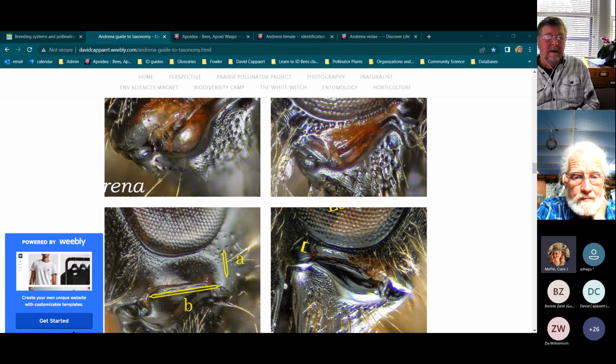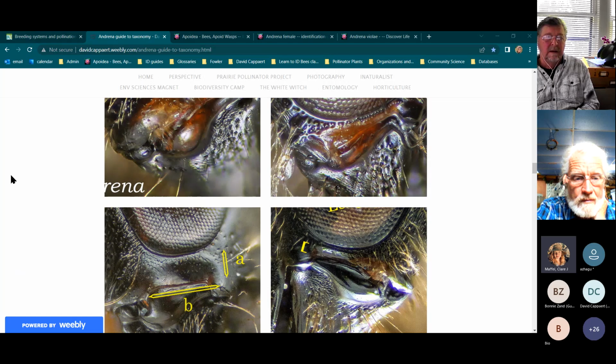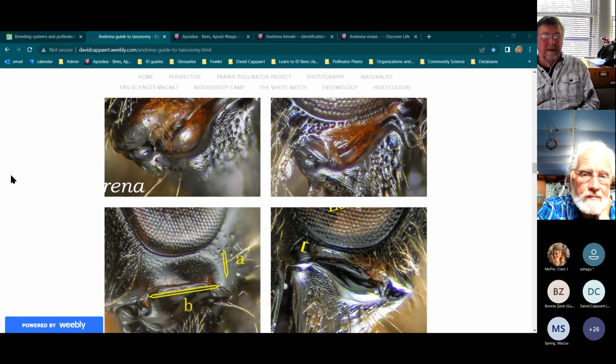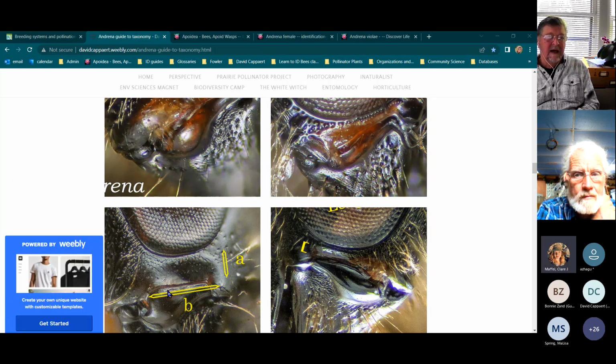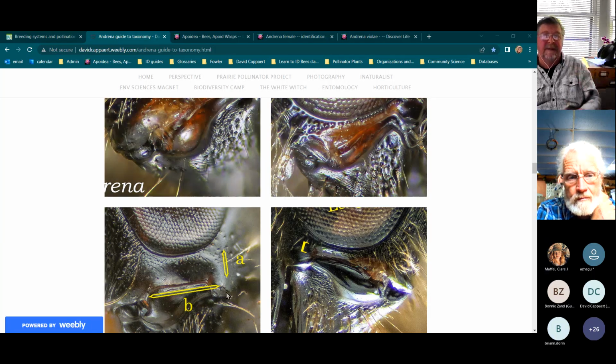Katerina says to look at the hinges. You can unmute if you want to expand on that. The hinges of the mandible. I think so, like David's doing here. Yeah.